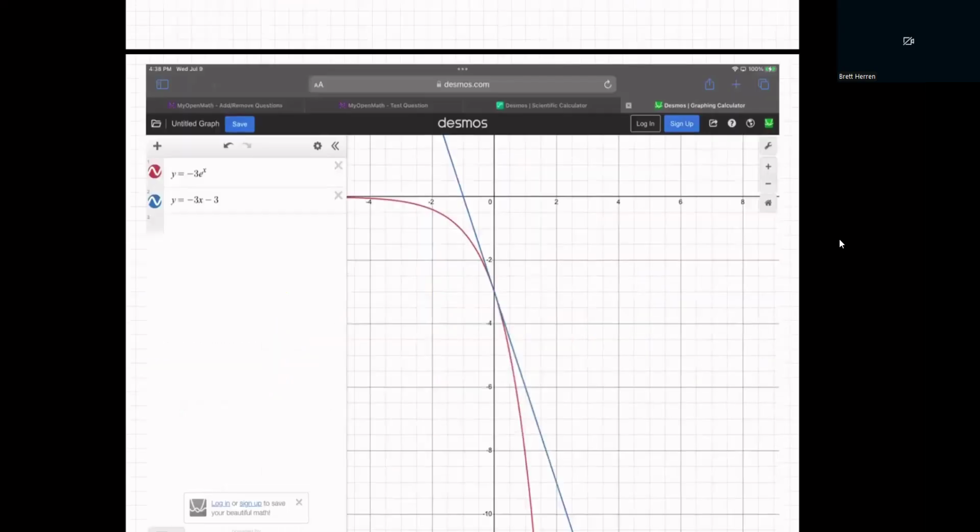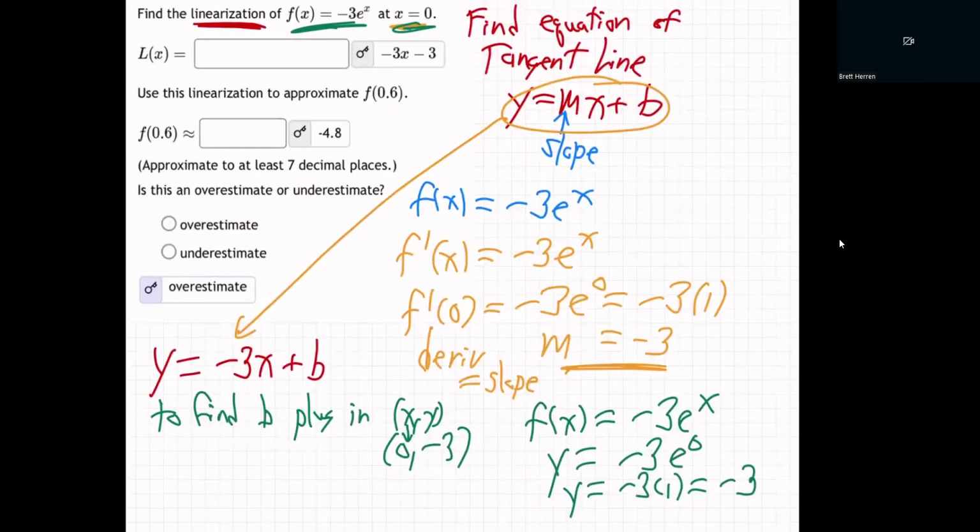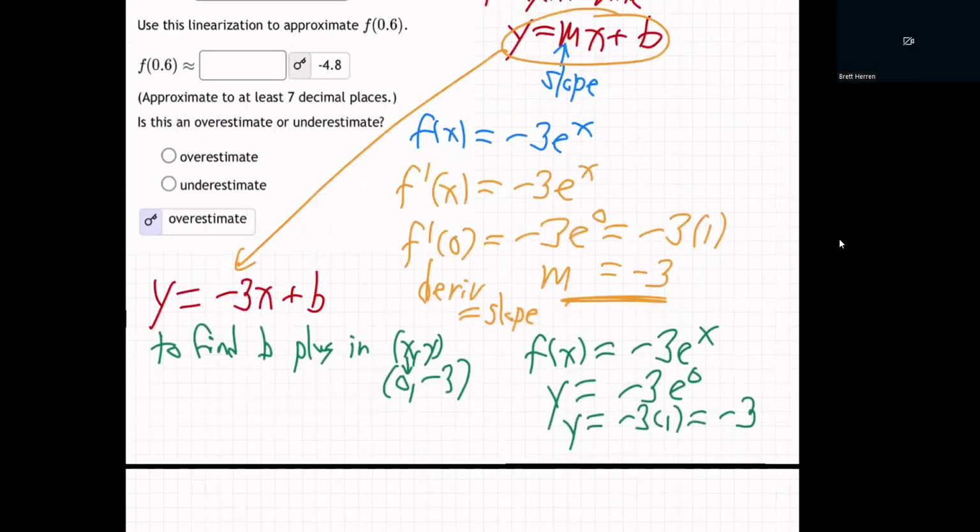And you can see, in fact, it is. Right here, that's down 3, isn't it? That's the point over 0, down 3. In fact, I'll just write it in normal colors. Over 0, down 3. That's where they intersect. And right around where that tangent line intersects, the blue and the red are really close to each other. Good approximation. Okay.